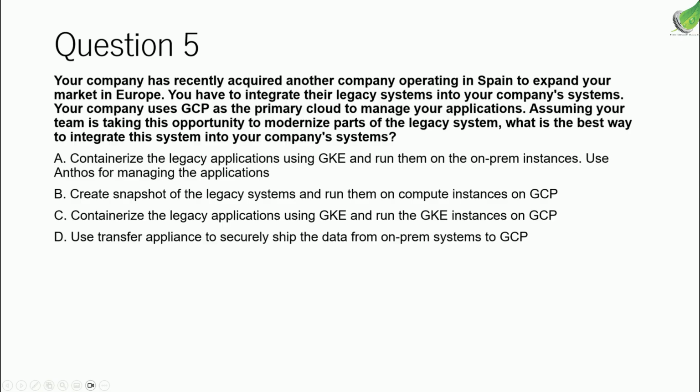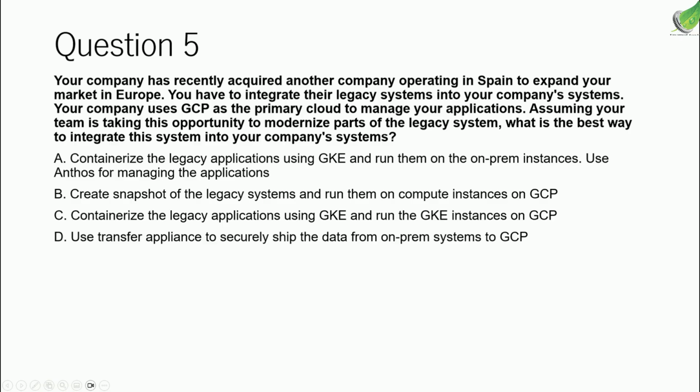Now let's look at option B. This is incorrect. This describes a classic lift and shift migration. You're simply making a copy of the old server and running it on a compute engine instance in GCP. This method completely ignores the modernize requirement. The system is still a legacy system, just running in a different location.